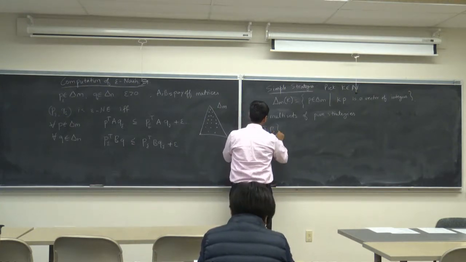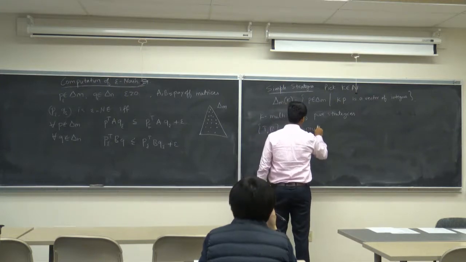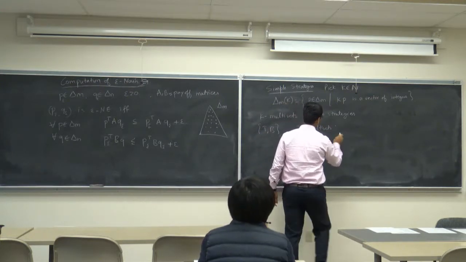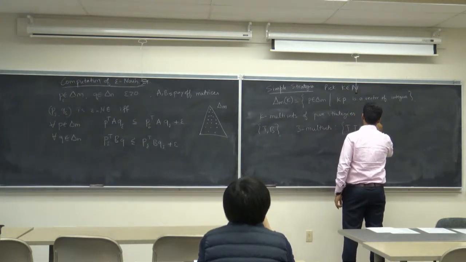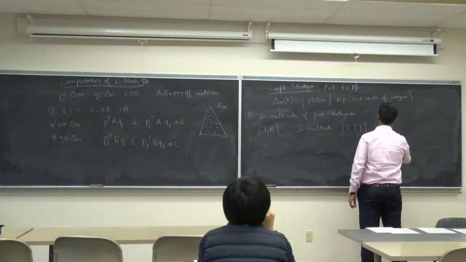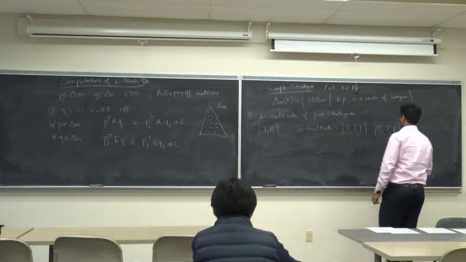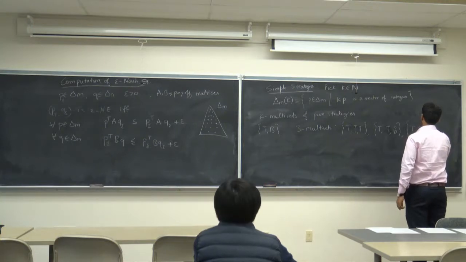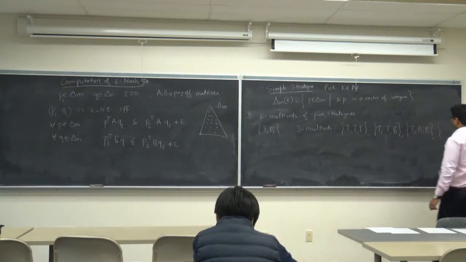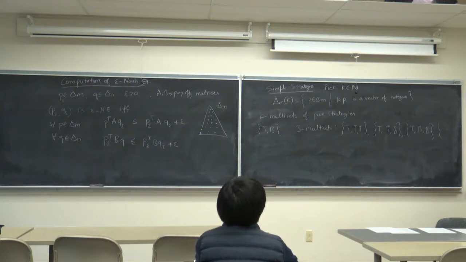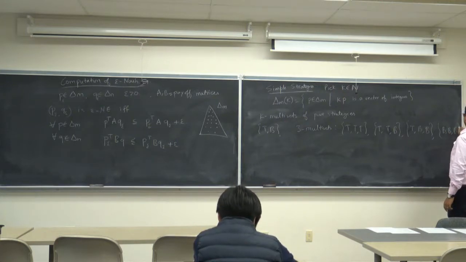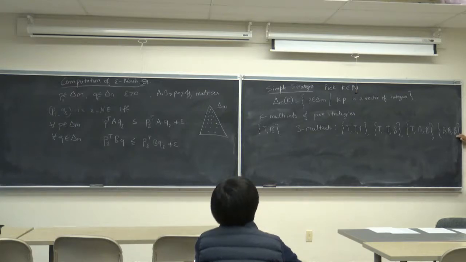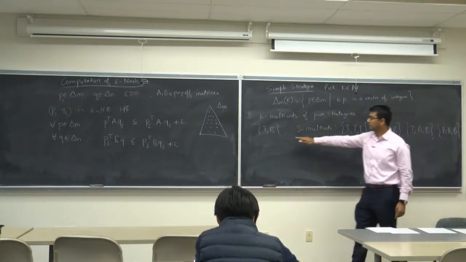So your set is T, B, then the three multisets are, I can repeat the elements, so that's T T T, T B T, T B B, and then what else? B B B. Did I miss anything else? No. Okay, so these are the set of all three multisets of the original set T B.